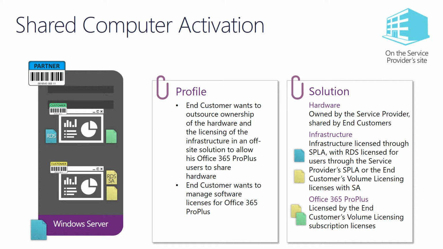Here the infrastructure is licensed via the service provider's SPLA agreement, and the Office 365 Pro Plus licenses are required through the end customer's volume licensing agreement. And as we've seen, there's a choice as to how the RDS element is licensed, either as a SAL reported through SPLA or owned and assigned by the end customer through their volume licensing agreement. So what makes this scenario different? Well, it's all to do with the partner. This new scenario is enabled for authorised SCA partners, so it's worth at this point taking a look at what makes an authorised SCA partner.